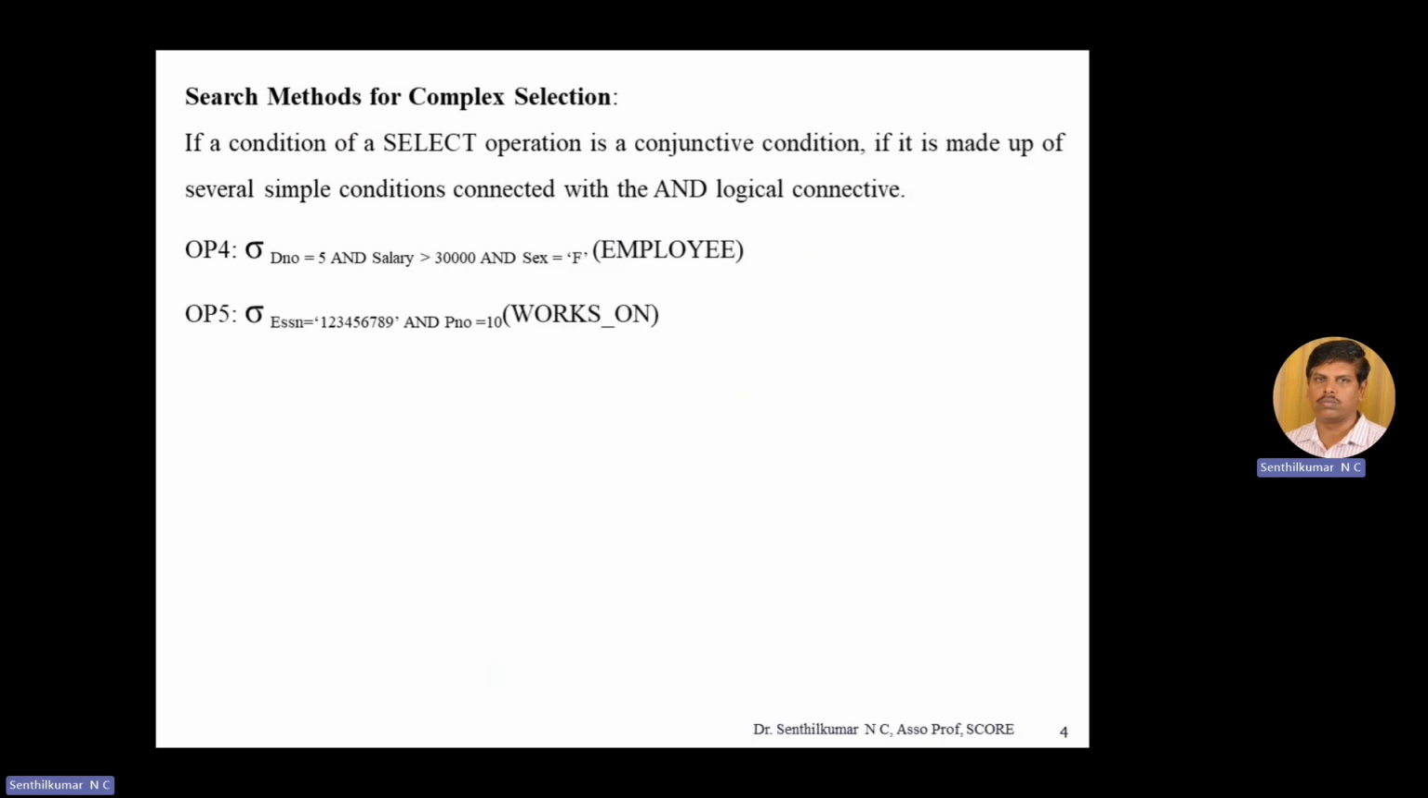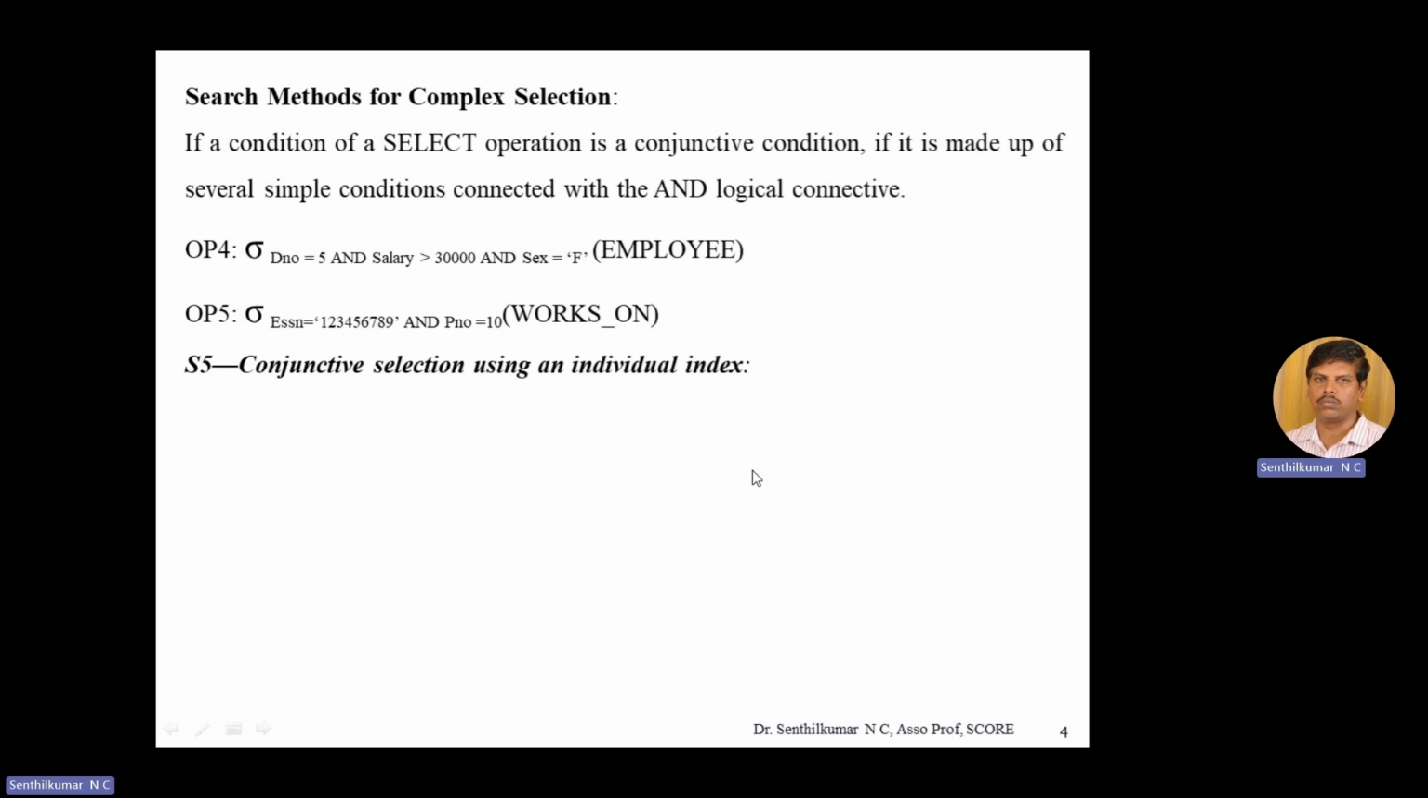Now, complex selection. Complex selection means a single query contains more than one condition, all connected with the AND operator. Here one example is given: three conditions, dnumber equal to 5 and salary greater than 30,000 and sex equal to F of the employee, and one more is also given. Both contain more than one condition in the select operation, so these come under complex selection.